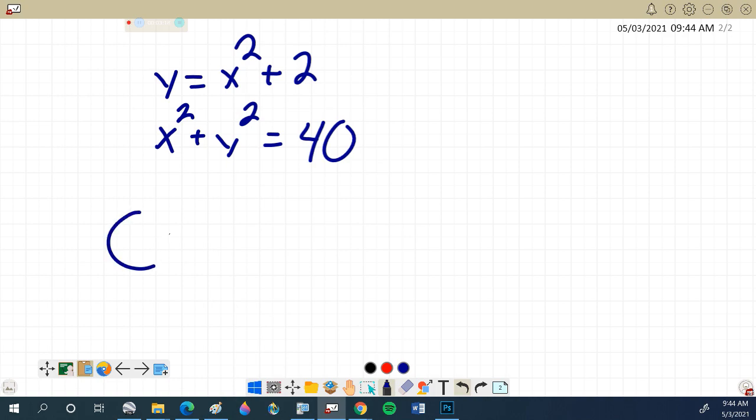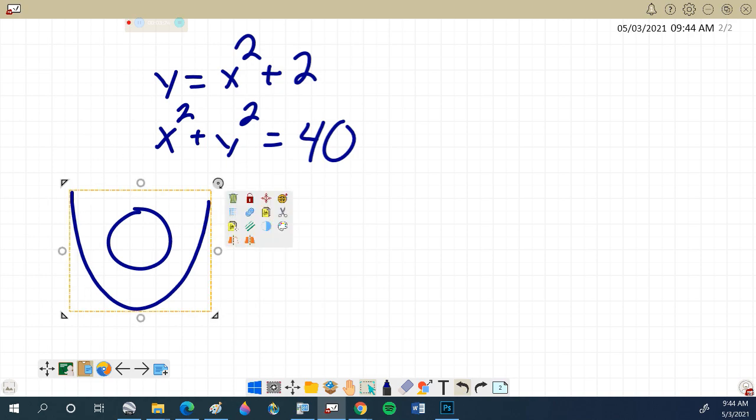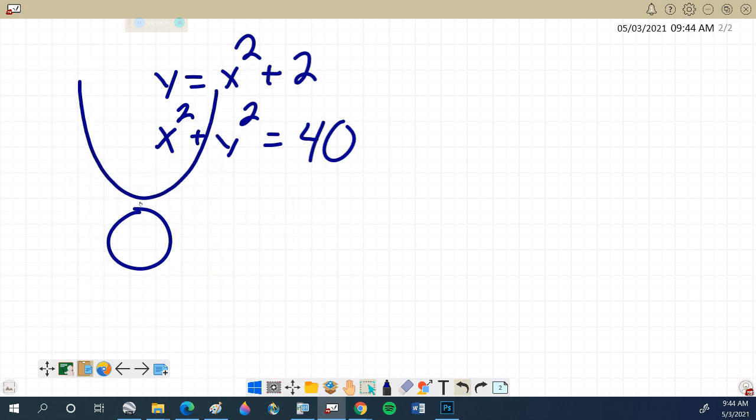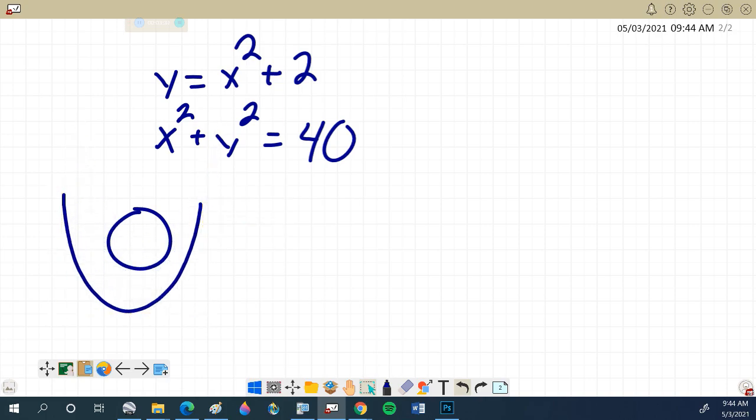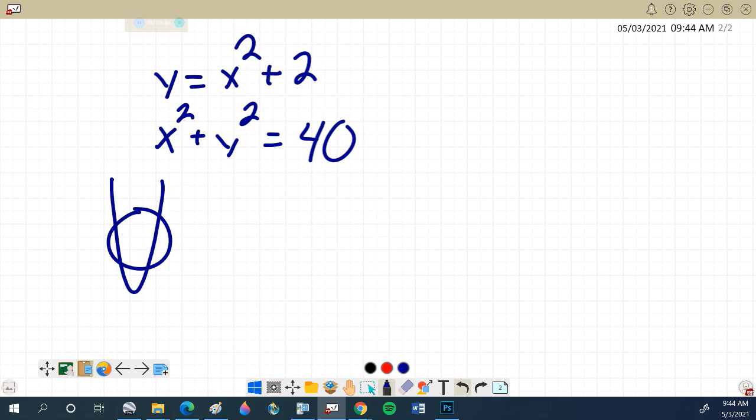So if I have a circle and I have a parabola, right now they don't touch at all. But if I move this, now they touch once, now they touch twice, now they touch 3 times, and it is possible for them to touch 4 times. Okay?